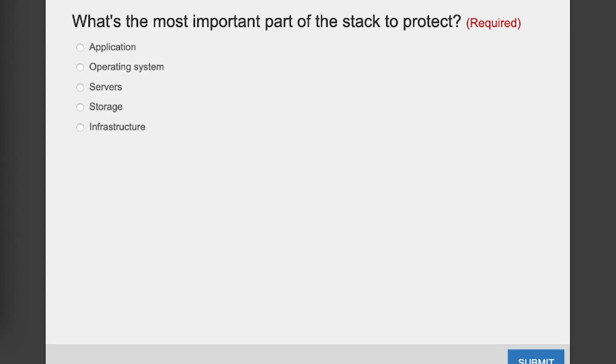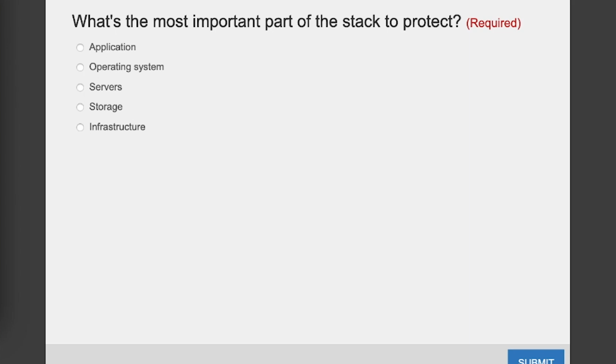And that brings us to our next poll, and that is, what's the most important part of the stack to protect? And this could be a tough question to answer. I'm curious to hear the results from this because this is a single select question, so you have to just pick one. Which part of the stack is the most important, in your opinion, to protect: application, operating system, server, storage, or infrastructure? So I'll give you a moment to answer this one. I already see some responses coming in. Thank you for those. Let's get just a few more and I'll share the results.